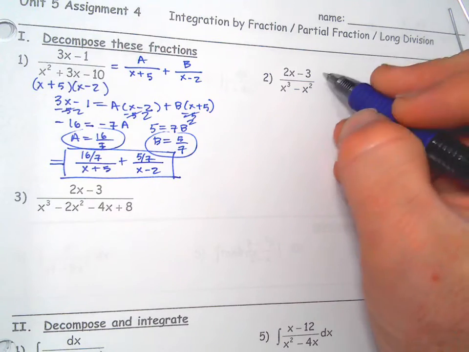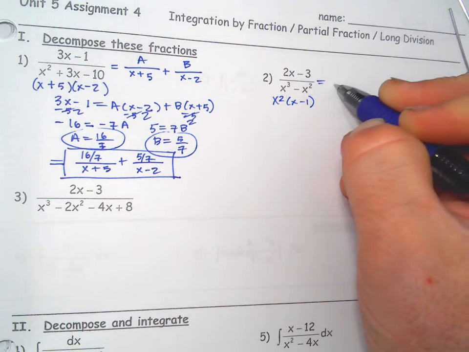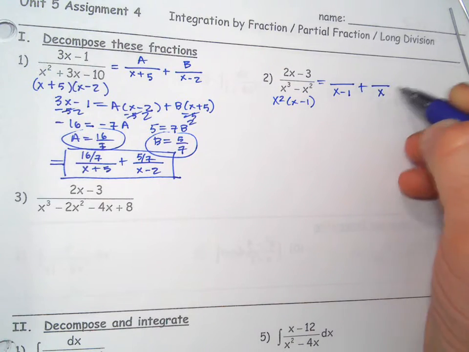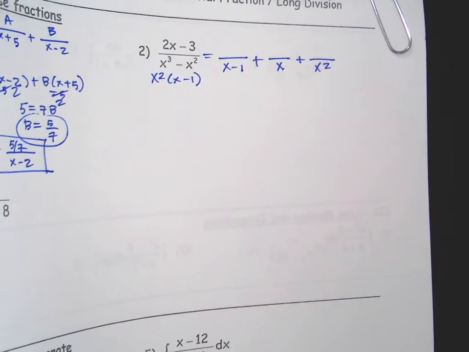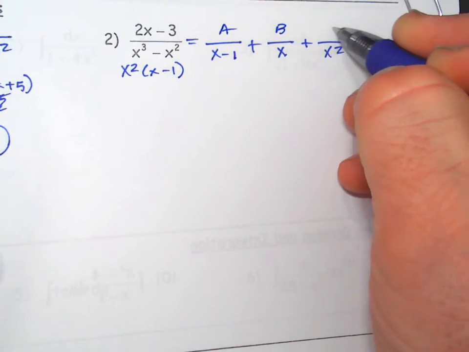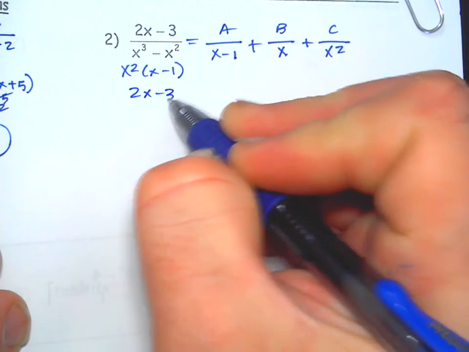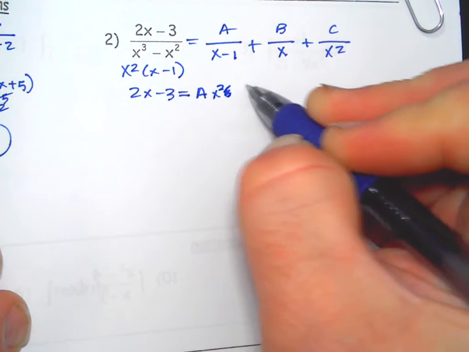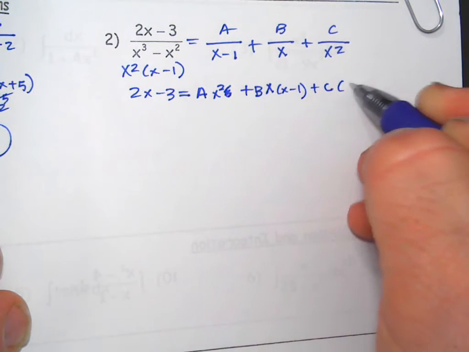All right. Next one, we're going to factor out x squared. So there's a repeated root there. So there's going to be an x minus 1. There's going to be an x, and then you're also going to need an x squared. So that's how we do repeated roots, is you do one with the first power and then you do one with the second power. ABC, it doesn't matter which ones you put ABC over, you just got to be consistent in your work. So we're going to get 2x minus 3 equals Ax squared plus Bx(x minus 1) plus C(x minus 1).